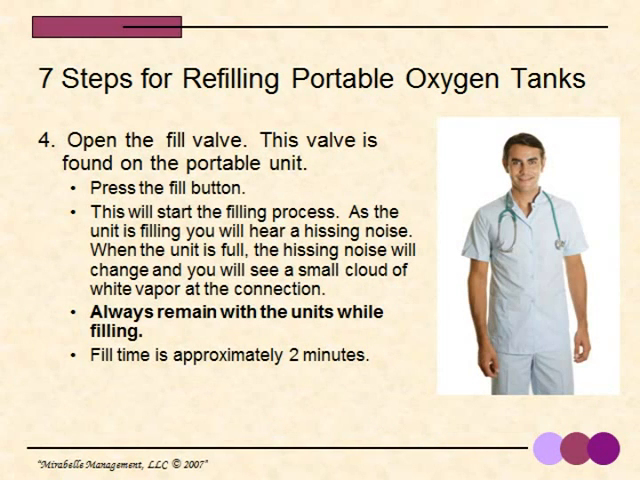Number 4, open the fill valve. This valve is found on the portable unit. Press the fill button. This will start the filling process. As the unit is filling, you will hear a hissing noise. When the unit is full, the hissing noise will change and you will see a small cloud of white vapor at the connection. Always remain with the units while you are filling. The fill time for a portable tank is approximately 2 minutes.